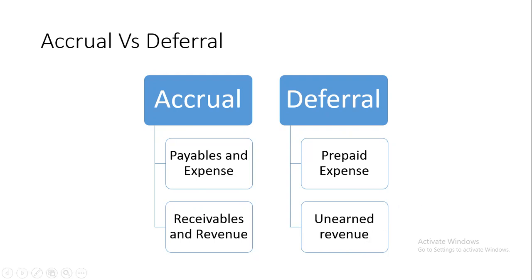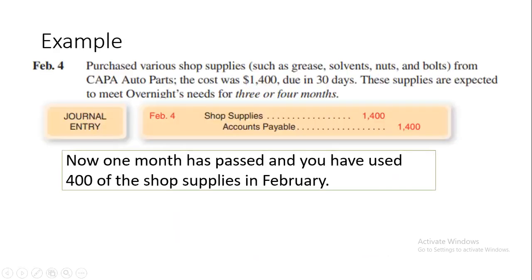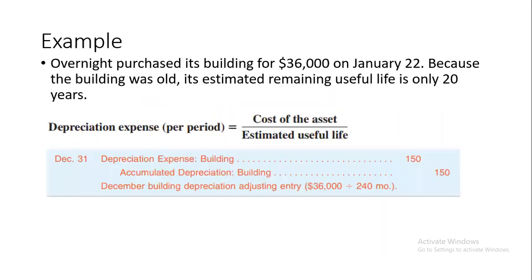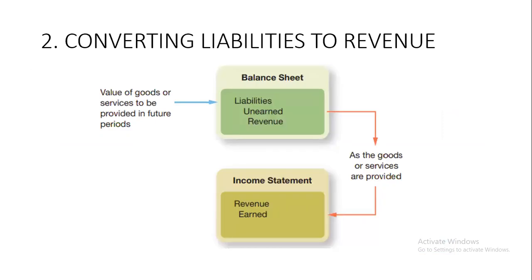So now let's see its example. In this case, you're going to record unearned revenue as a liability because you have collected the money in advance, and now in return for that money, you need to provide something. You need to provide a product or a service to the customer. Till the time you have actually provided that thing, the amount of money is going to be a liability.